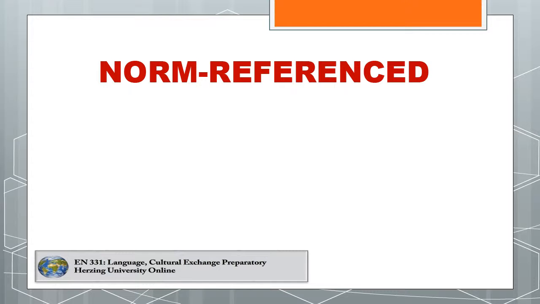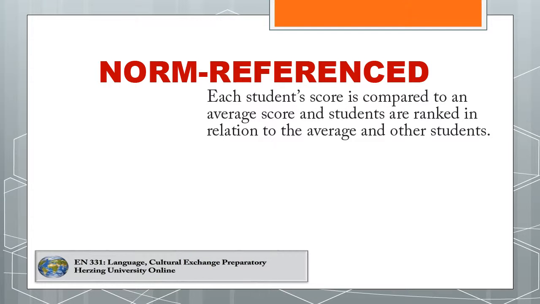There are two basic kinds of tests. One kind is called norm-referenced. This means each student's score is compared to an average score, and students are ranked in relation to one another and that average according to a numerical score and a percentile. In fact, this is their main purpose. The TOEFL, the SAT, and other kinds of standardized tests are norm-referenced tests.